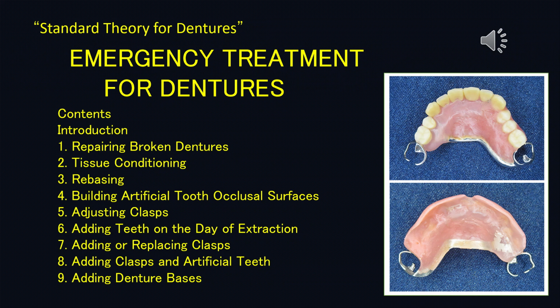Contents. Introduction. 1. Repairing broken dentures. 2. Tissue conditioning. 3. Rebasing. 4. Building artificial tooth occlusal surfaces. 5. Adjusting clasps. 6. Adding teeth on the day of extraction. 7. Adding or replacing clasps. 8. Adding clasps and artificial teeth. 9. Adding denture bases.